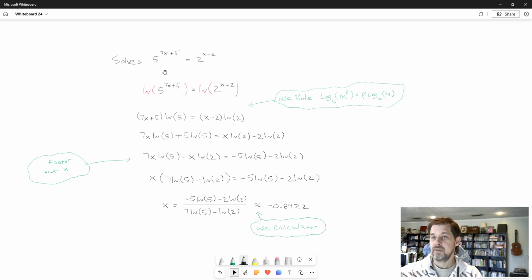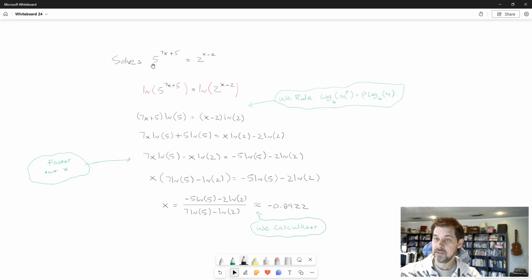Now when we're trying to solve for an unknown like x or y, a number we don't know, if we knew what x was, we would put the number that it's supposed to be in. So x is the unknown and it is in the exponent position. It's 5 raised to the power 7x plus 5. The x is in the exponent. Now when that is the case, we generally use logarithms to solve it.